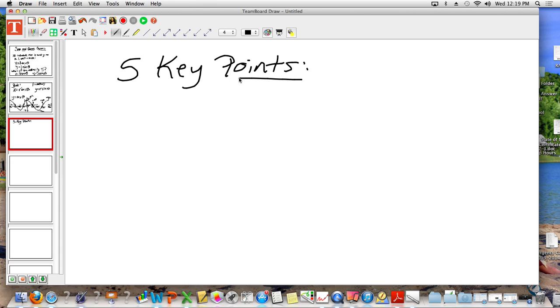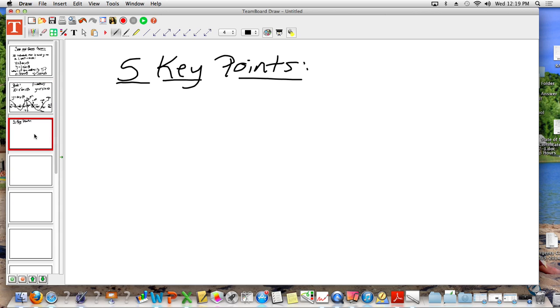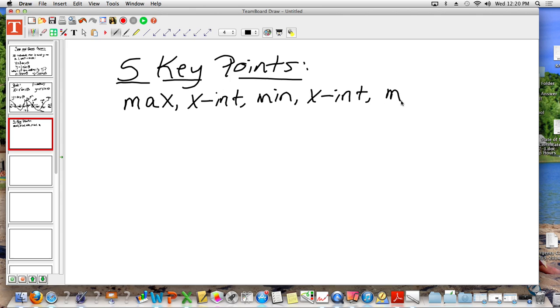The 5 key points. What was the first key point on the cosine curve? What was the first one we labeled? Maximum. Yep. On this graph right here, we started by labeling a maximum. So when you're graphing these things, you want to graph a maximum first. And then the next point after that was an x-intercept. And then it went to a minimum. And then it went to an x-intercept. And then it went to a maximum.